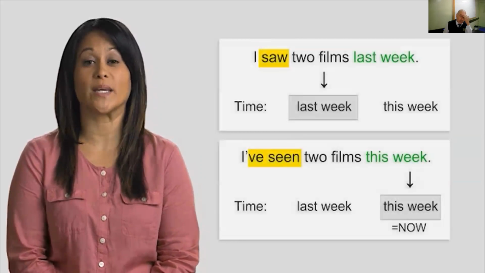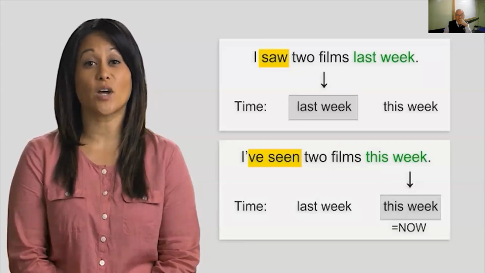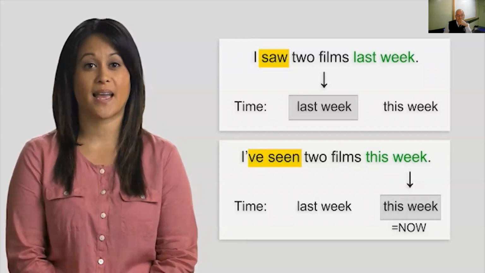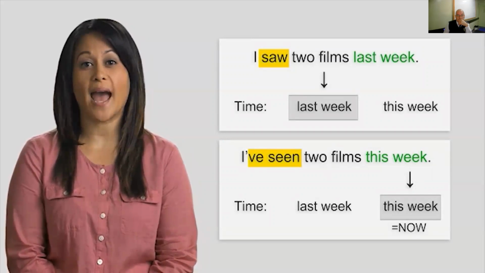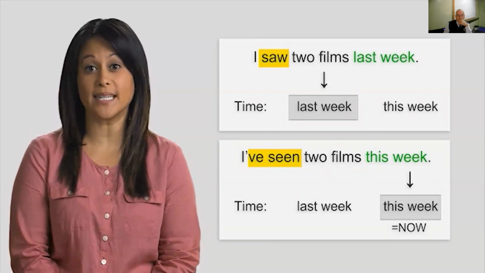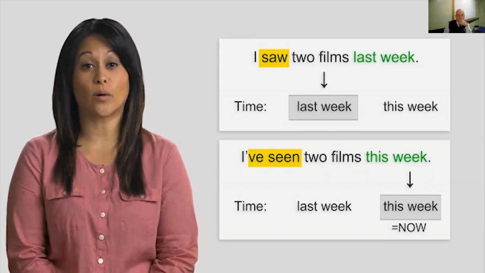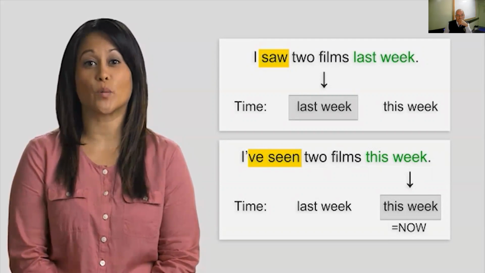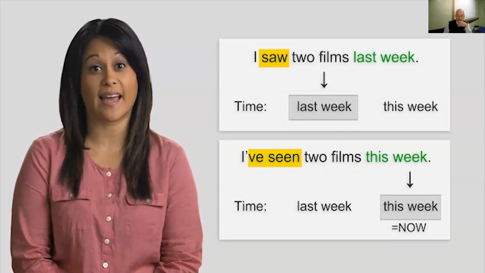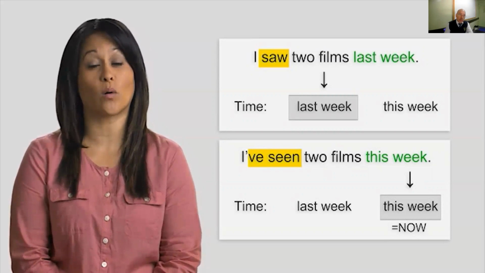Here is another difference between simple past and present perfect. I saw 2 films last week. I've seen 2 films this week. The simple past is for repeated actions completed in the past, like last week, yesterday, or in 2011. The present perfect is for repeated actions in the present, like this week. This week means so far or until now.